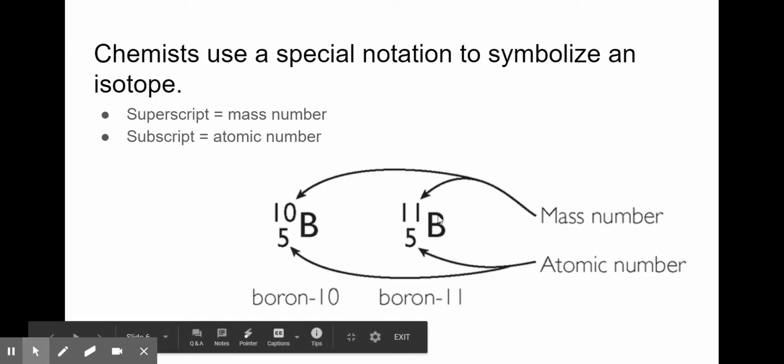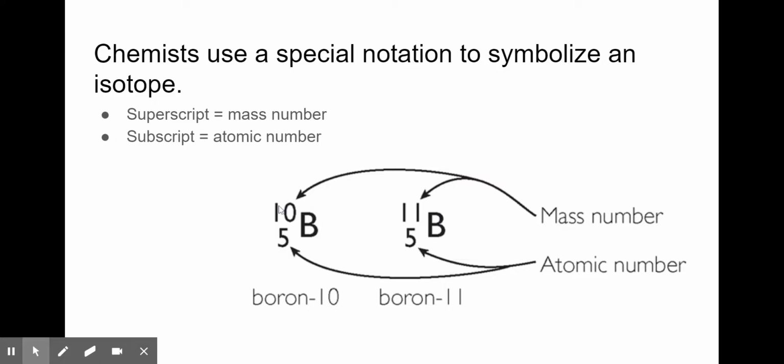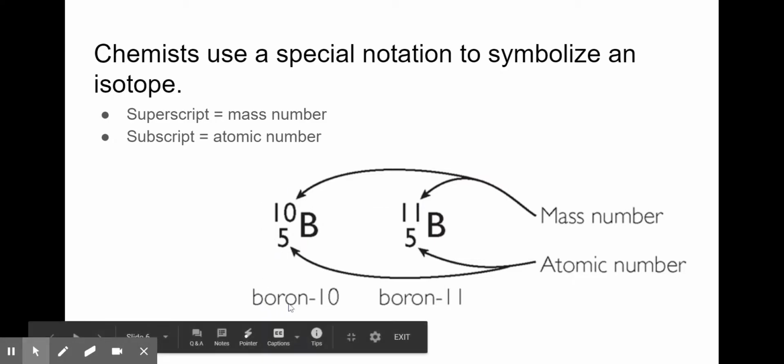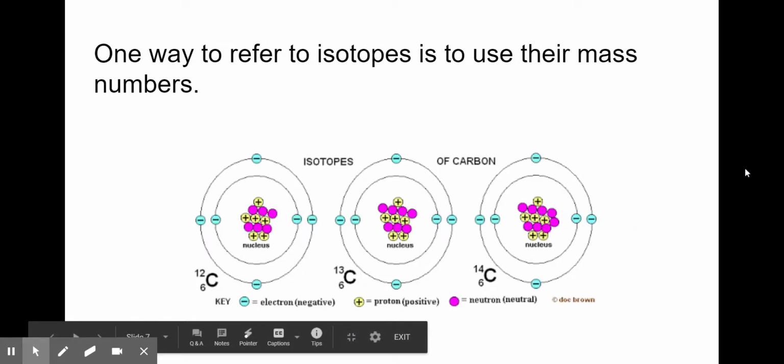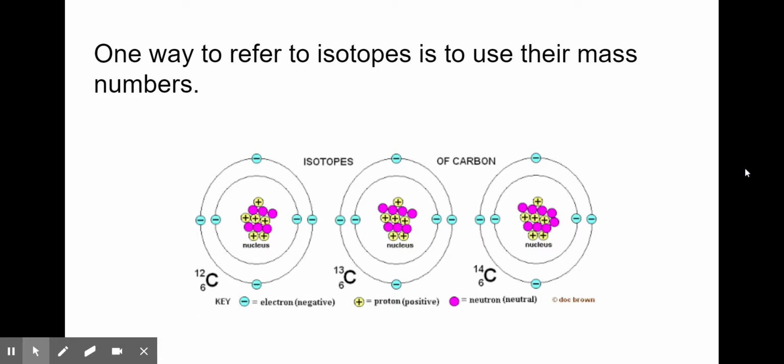Notice these are 2 isotopes of boron. One has a mass of 10, one has a mass of 11, okay? So this is isotope notation, and this is basically naming our isotopes, so boron-10, boron-11. If we hyphenate the name, that mass number is what we see at the end, okay? So again, one way to refer to isotopes is to use their mass numbers.